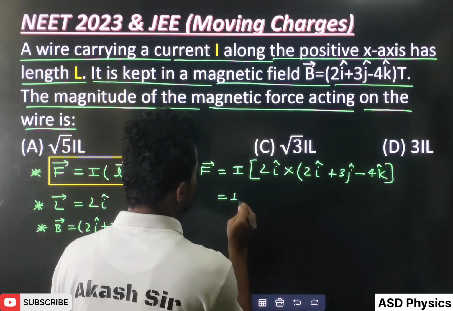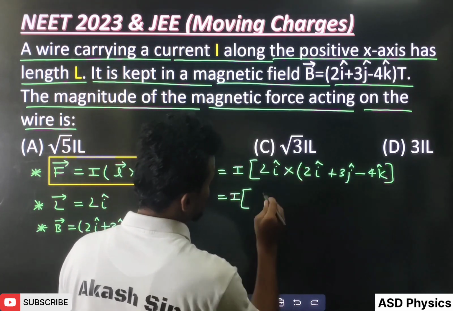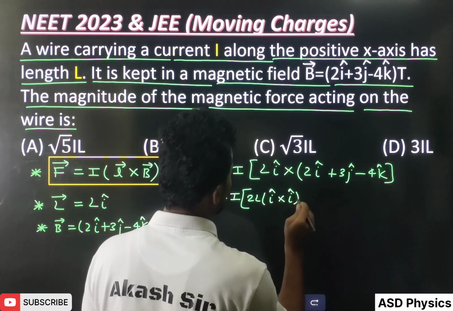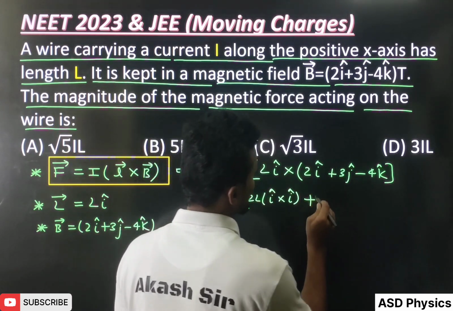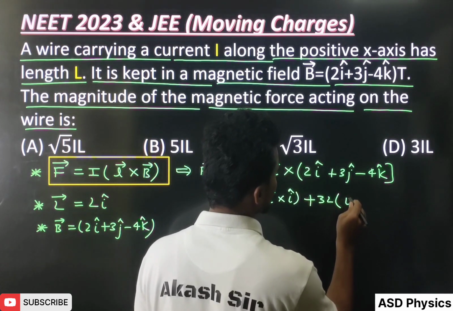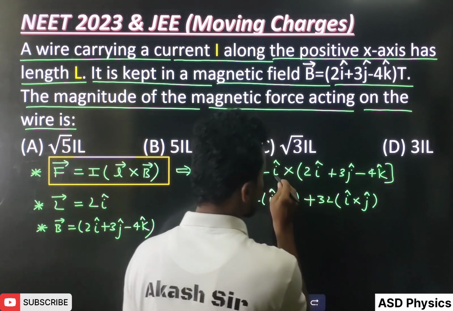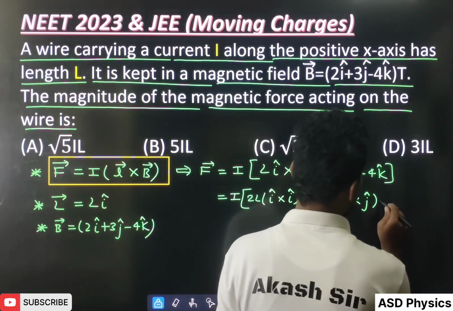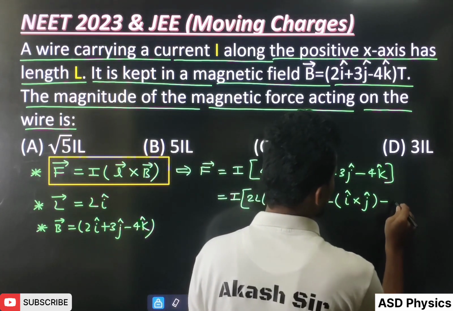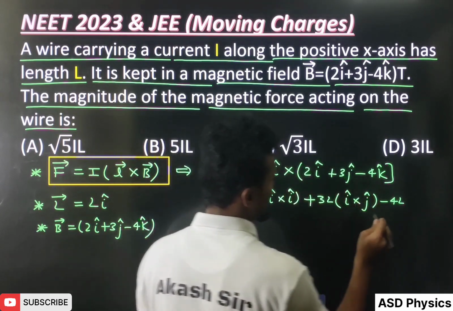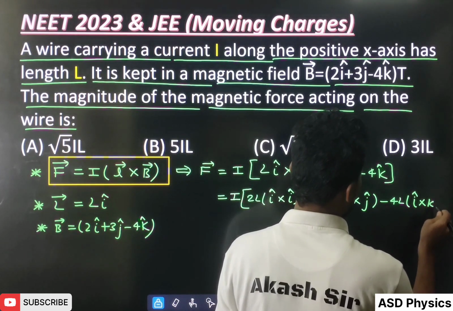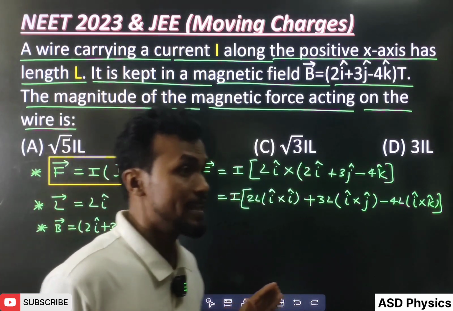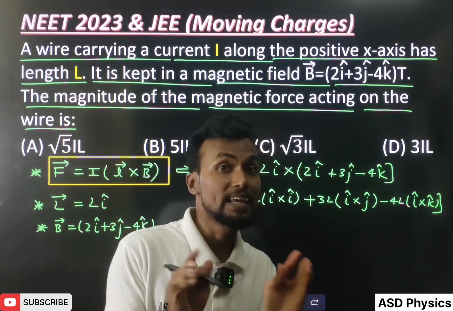So see here, this is I, and multiplying L into 2 gives 2L, i cap cross i cap. Plus L into 3, that is 3L, in the same order, i cap cross j cap. First i cap, then j cap, so write i cap cross j cap, not j cap cross i cap. Minus L into 4, that is 4L, i cap cross k cap. Why are we doing it like this? Because the cross product of vectors is not commutative. That means i cap cross j cap and j cap cross i cap are not the same.